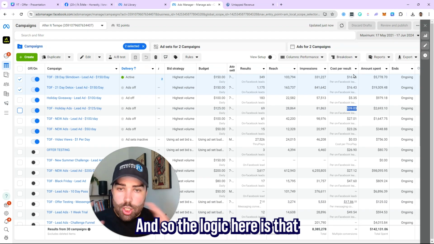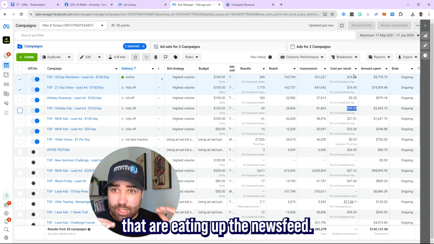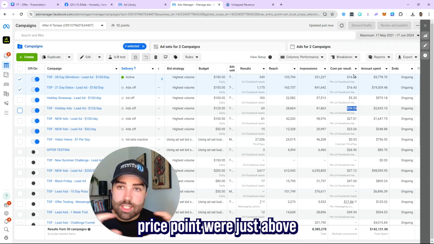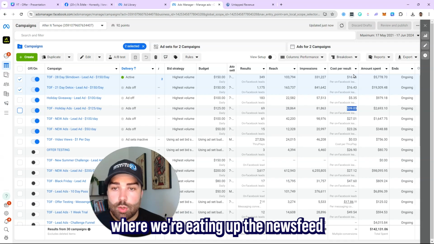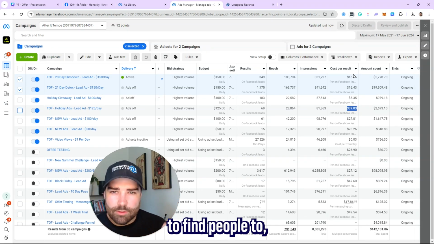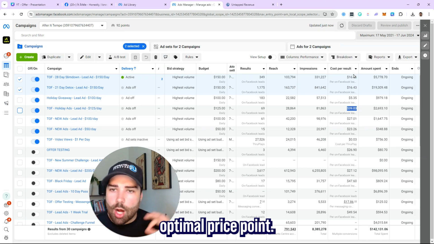And so the logic here is that there must be a lot of competition in the area that are eating up the newsfeed. But at that $150 a day price point, we're just above everybody else where we're eating up the newsfeed, and we're not spending so much that Facebook's kind of forcing itself to find people to opt into your ads. It's just this optimal price point.